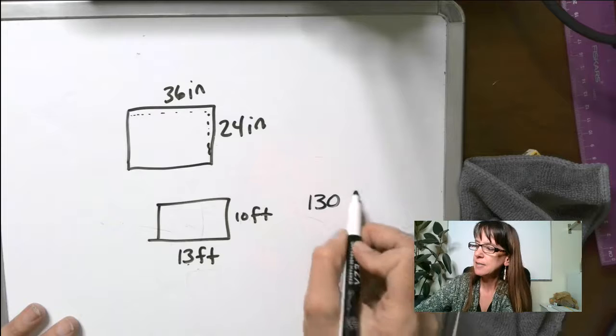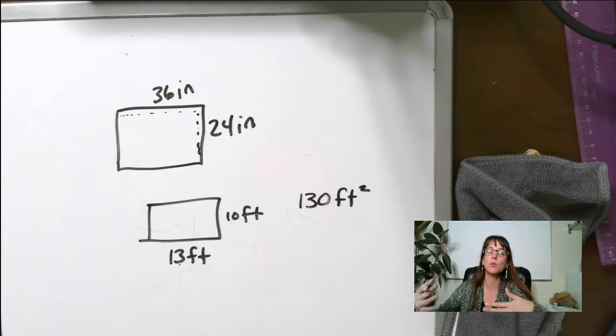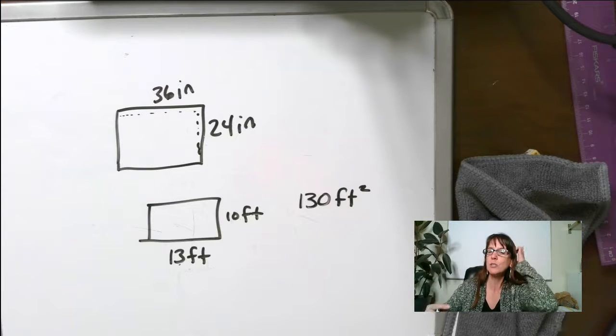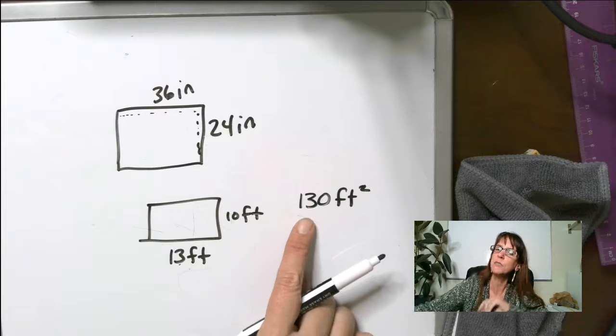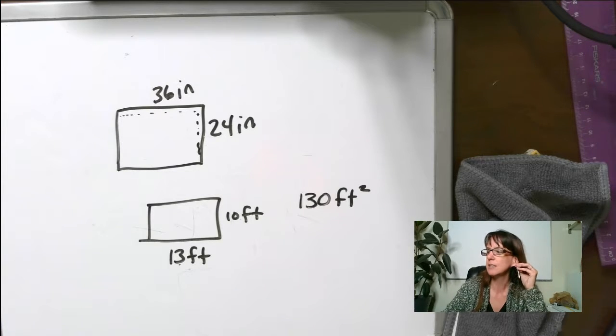Feet times feet is feet squared. So guys, when we're talking about area, we're talking about units squared, feet squared, yards squared, that kind of thing. And so you'll see that when you're looking at the price, it's like per square foot. So if I'm paying $2.50 per square foot, I would need to multiply this number by $2.50.